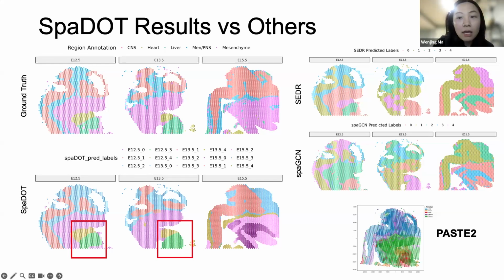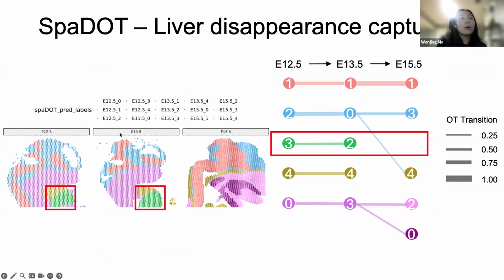Another thing I want to mention is that we do observe the liver disappearance after obtaining the optimal transport transition matrix. I'm focusing only on those entries with probability larger than 0.2, and I plot this out. So we can see that the liver region, which is the green one, disappears and cannot be detected in the 15.5 time point.